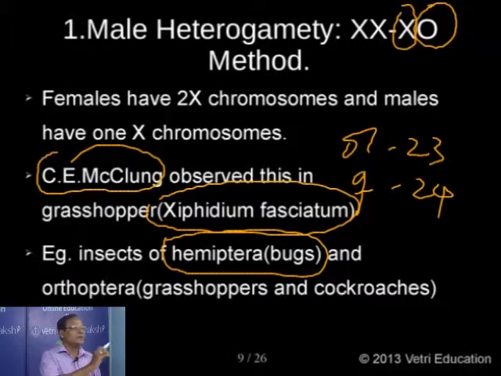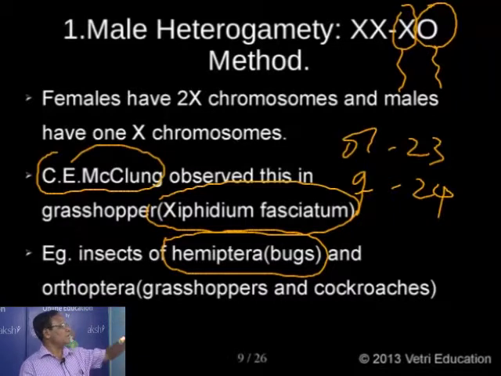So the sex of the individual depends on the nature of the sperm that fertilizes the egg, the genetic nature of the male. In male heterogamety, it is the sperm that decides what type of sex develops. If the egg is fertilized by a sperm with an X chromosome, a female individual is formed. If the egg with the X chromosome is fertilized by a sperm without a sex chromosome, it results in the development of a male.